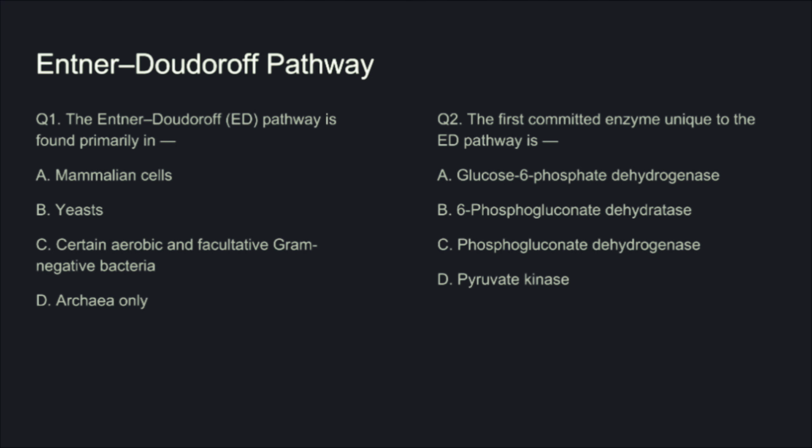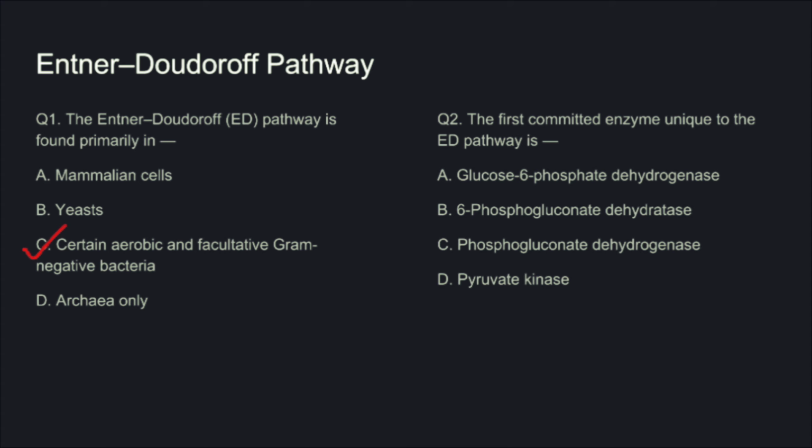Okay. So that was for your pentose phosphate pathway. Now we have the next question from the Entner-Doudoroff pathway. So Entner-Doudoroff pathway is found primarily in, options are A. mammalian cell, B. yeast, C. certain aerobic and facultative gram-negative bacteria, D. archaea. So the correct answer for this question is option C, certain aerobic and facultative gram-negative bacteria.